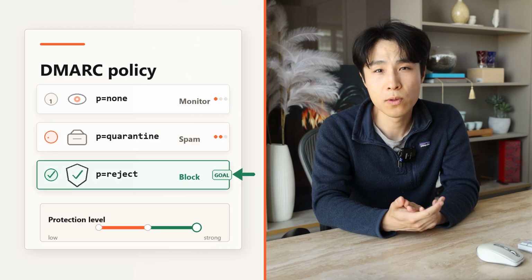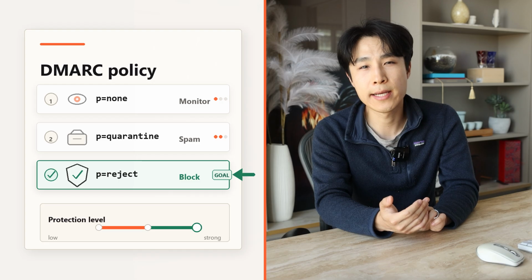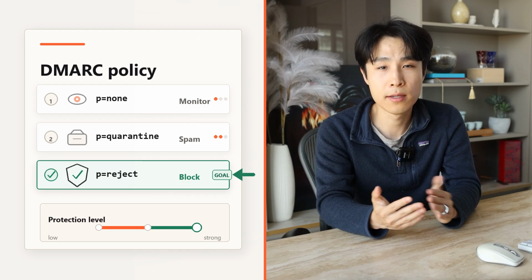So reject is the goal, and it's the only policy that actually stops your domain being used for phishing, because quarantine still lets those emails land somewhere someone can open them.